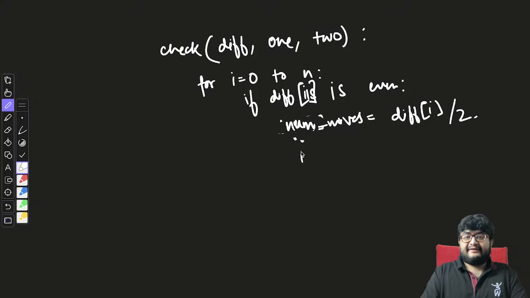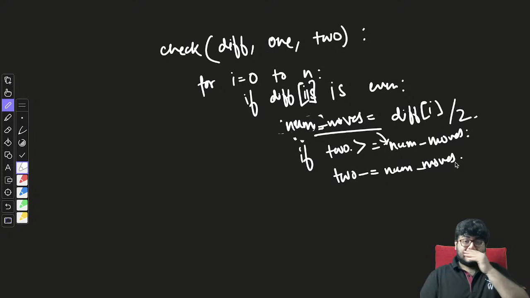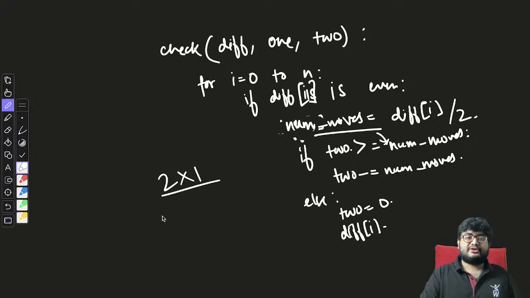So how many do we have? If the number of 2 moves that we have is greater than or equal to the num moves needed, in that case we'll just do 2 minus equals the num moves, right? Otherwise we'll set 2 to 0, and then we'll take from 1. So diff of i minus num moves, the remaining part we can take away from the 1 moves, right? So that will be kind of the logic.